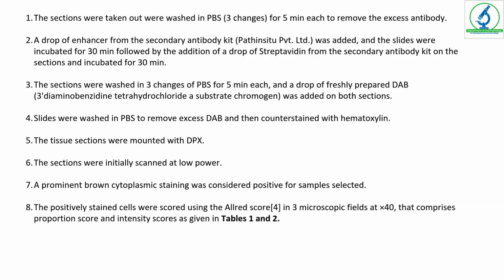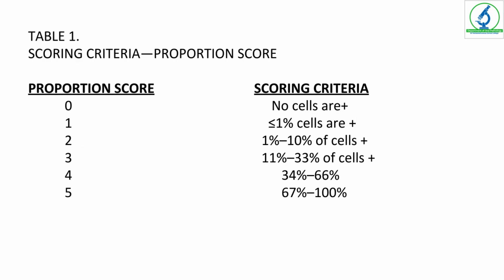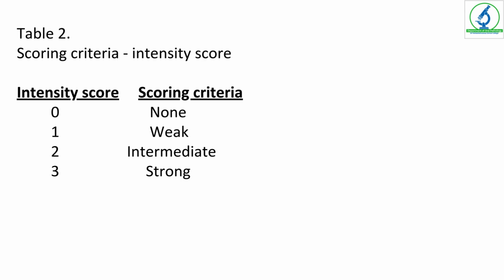The positively stained cells were scored using the Allred score, in 3 microscopic fields at 40x, that comprises proportion score and intensity scores as given in Tables 1 and 2. Table 1. Scoring criteria, proportion score. 0, no cells are positive. 1, less than or equal to 1% cells are positive. 2, 1% to 10% of cells positive. 3, 11% to 33% of cells positive. 4, 34% to 66%. 5, 67% to 100%. Table 2. Scoring criteria, intensity score. 0, none. 1, weak. 2, intermediate. 3, strong.